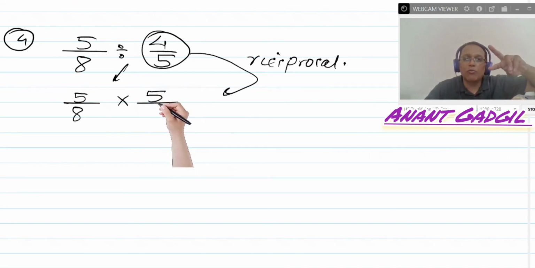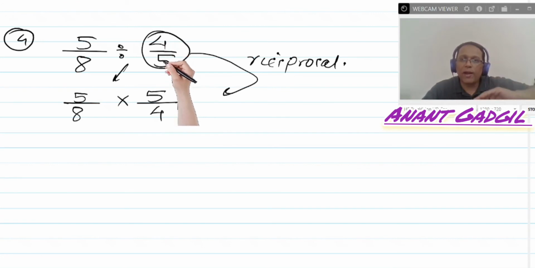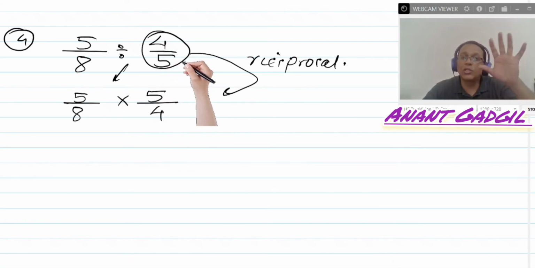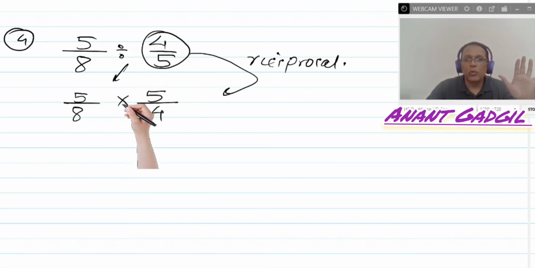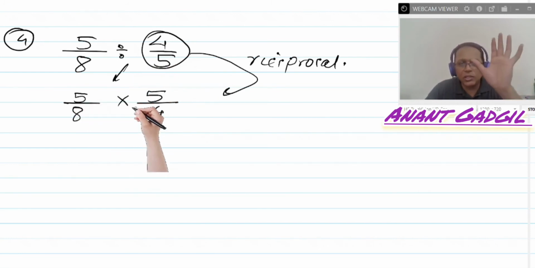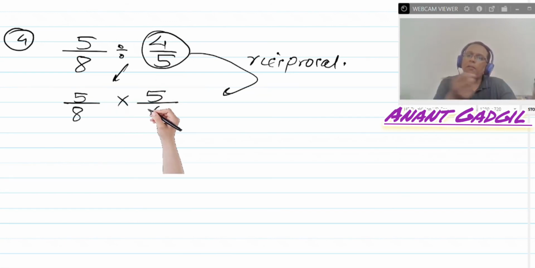So 5 goes up and 4 comes down. So 4 by 5 becomes 5 by 4. This we do for the second fraction only, not for the first one. Okay, so this is the first step. This is the only thing which is different. Now we are going to solve like we solved the previous question.